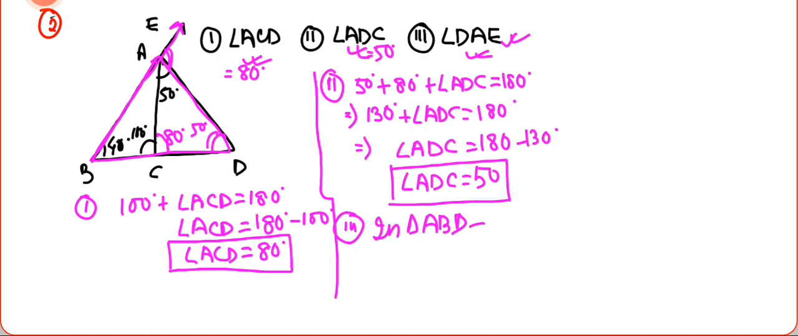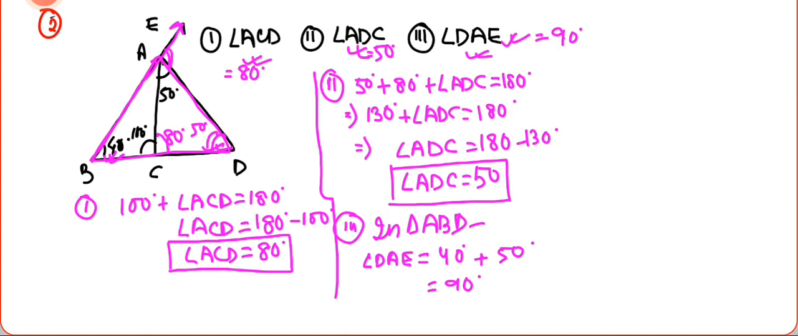From the exterior angle property of triangle that we are studying in this video, we can write it as angle DAE is equal to the sum of the other two interior angles, that is 40 degree, this one, and 50 degree, this one, plus 50 degree. Therefore, this is equal to 90 degree. So we have found the third part of the question as well, that is angle DAE, the exterior angle of the bigger triangle ABD, is equal to 90 degree.